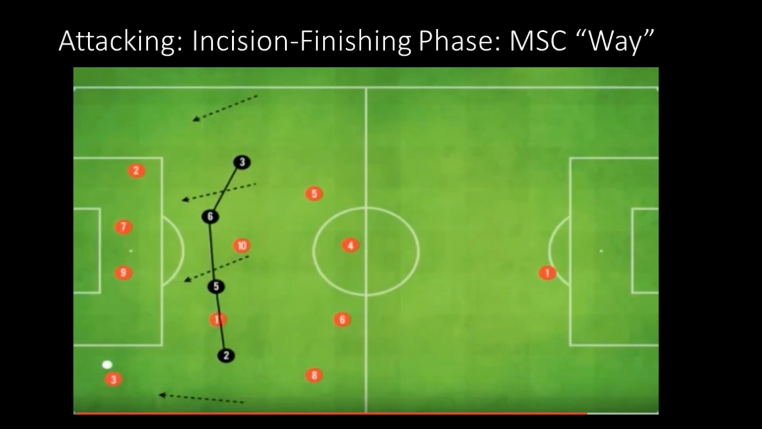This last slide shows another way that we teach here at MSC, in the MSC way in our attacking philosophy, when we're going from the incision phase, trying to break lines or split defenders either on a pass or a dribble that leads us to some scoring opportunities, and again with some good execution, some finishing and some goals. So as you see now, the outside back, number 3, has the ball and has been able to break the line and get in behind the defenders.